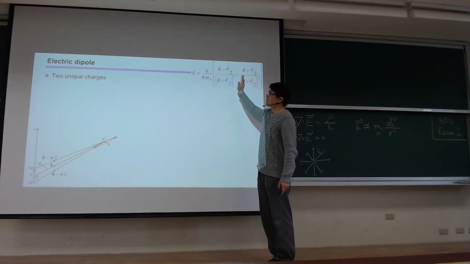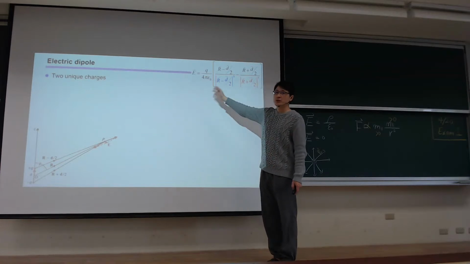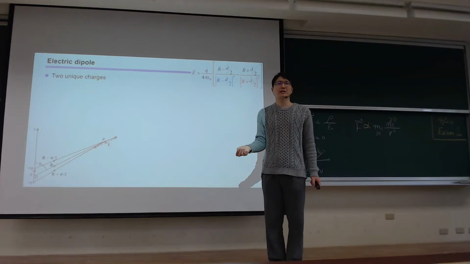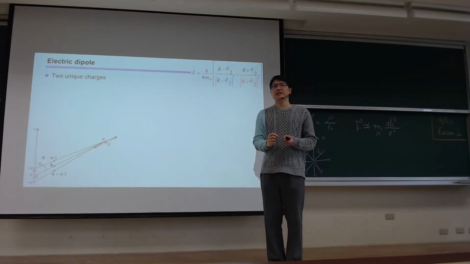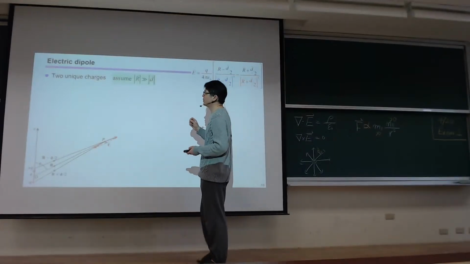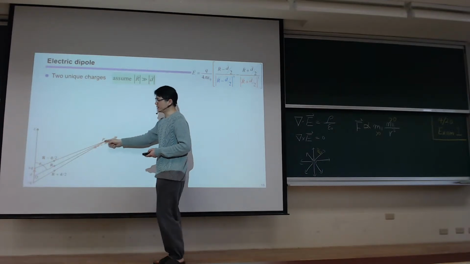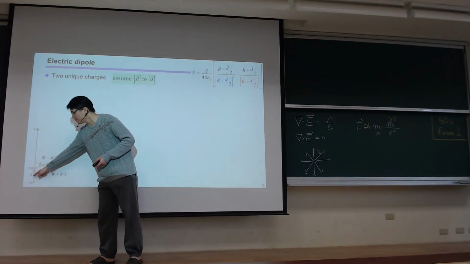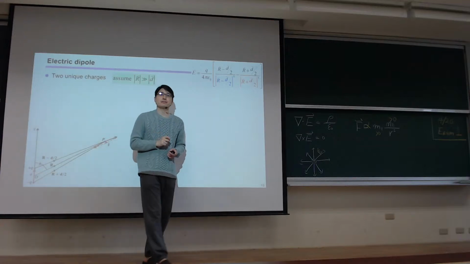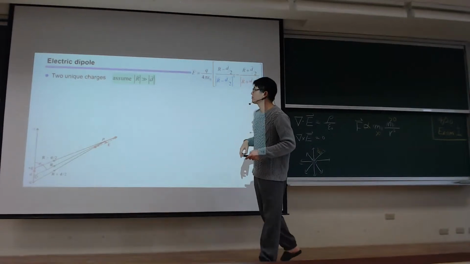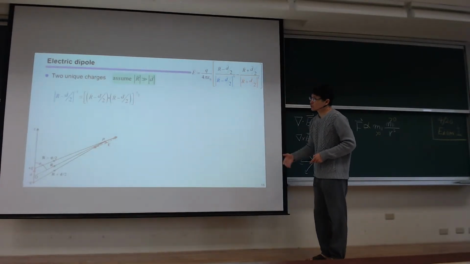Okay, so this is straightforward. Once you understand Coulomb's law, you can write down the field expression directly. But what is more interesting is what happens if the observation point, the magnitude of the r position vector, is far, far larger than d, meaning we're very far away from this dipole. What happens? So this is a mathematical trick.